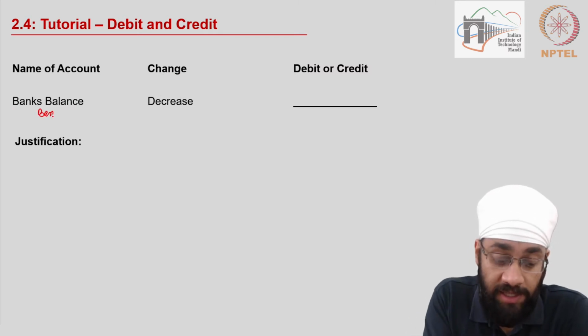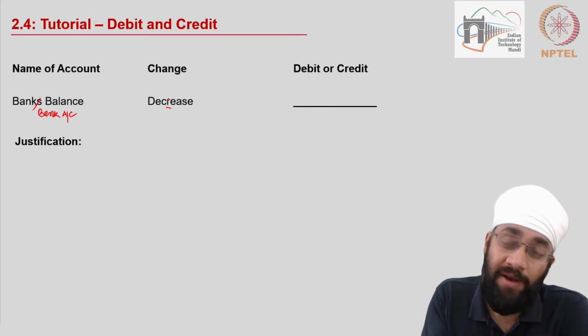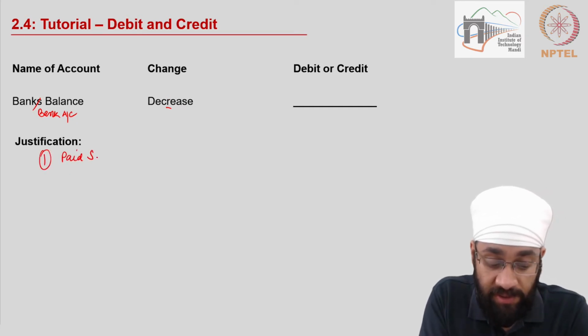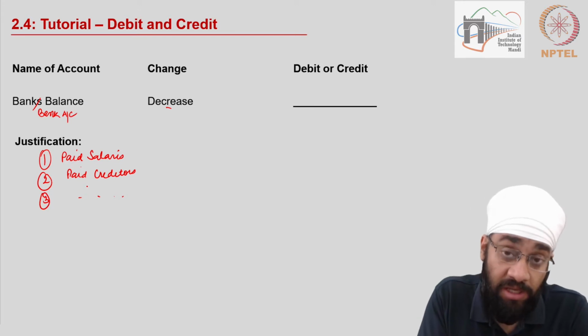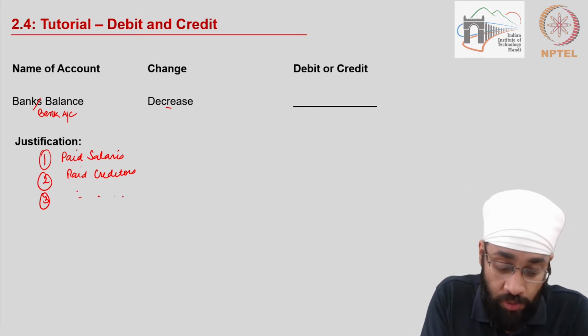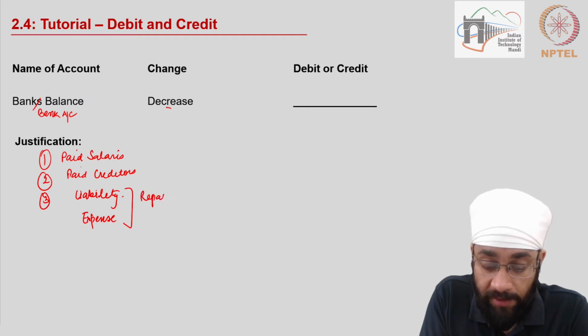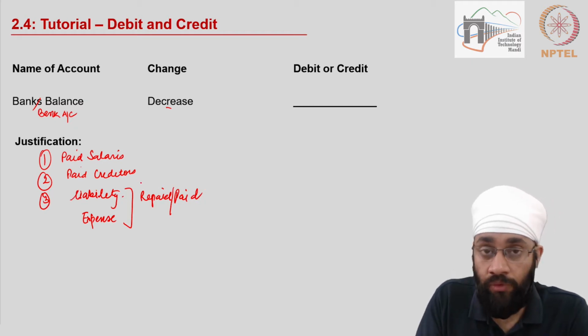Then you have bank balance. So you're going to call it, let's say, bank account. Bank account decreases. Now, when does the bank account decrease? Bank account decreases when possibly you have paid salaries, when you have paid to creditors, when any other expense is being paid. It can be a liability which is being repaid. So let me just write those two as well. So a liability or an expense can be repaid or paid, right? In any of these two cases, you pay through your bank account.